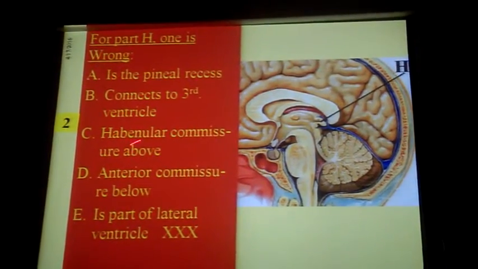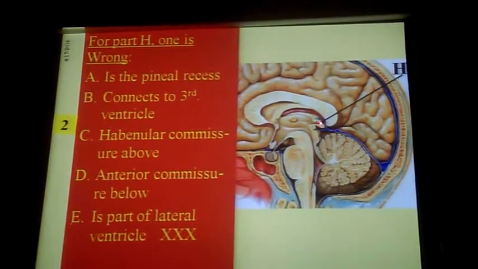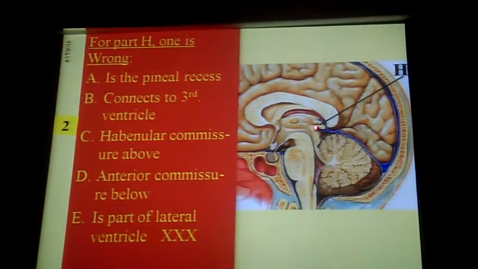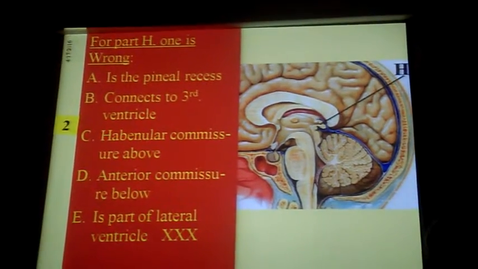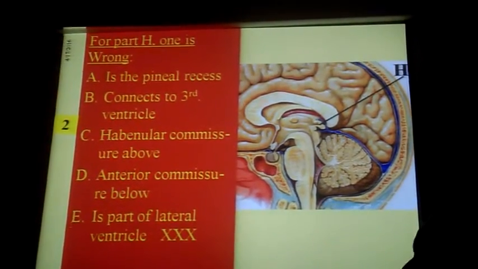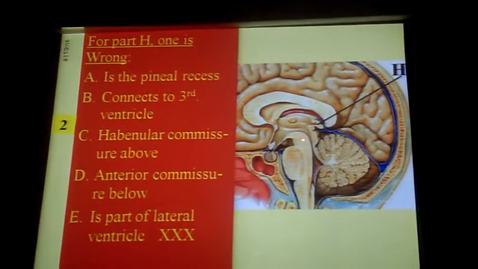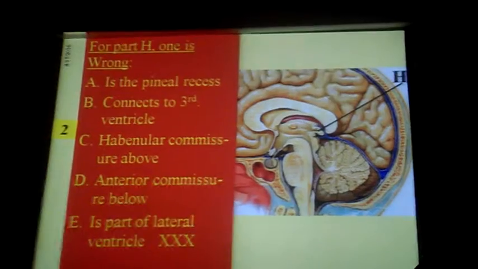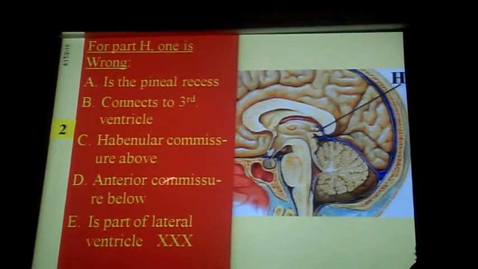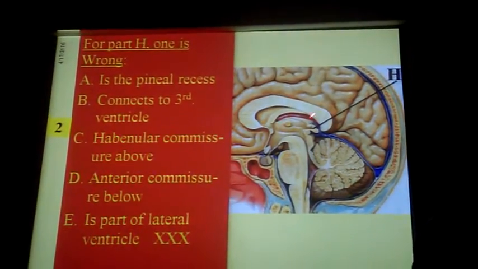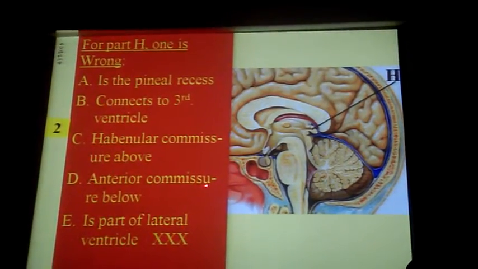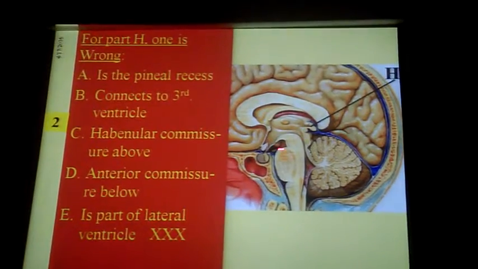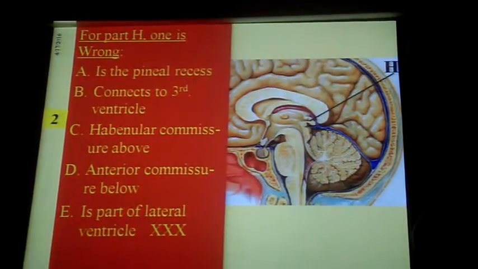C, habenular commissure above it. We have 2 commissures there. One is the habenular commissure, and the second one is the posterior commissure. So these 2 commissures are related to it. The habenular commissure is above it. The posterior commissure is below it. So then, if the habenular commissure above, صح. Anterior commissure is below. There is no anterior commissure. This is incorrect. This is the posterior commissure that lies below it.